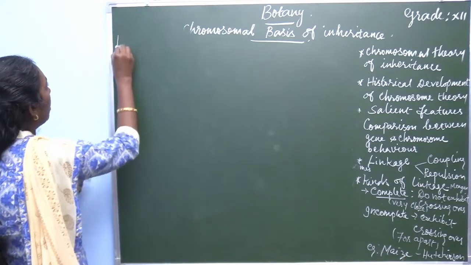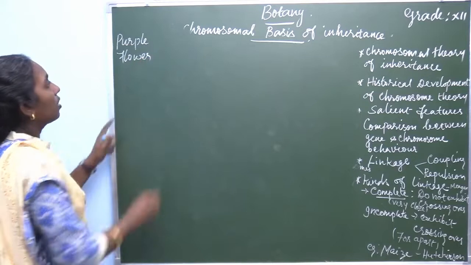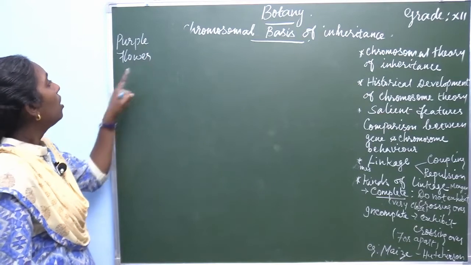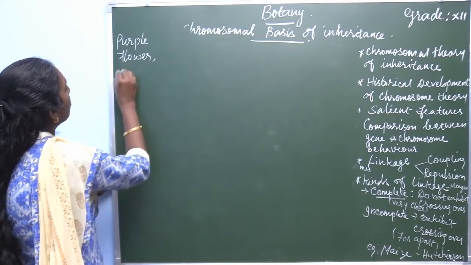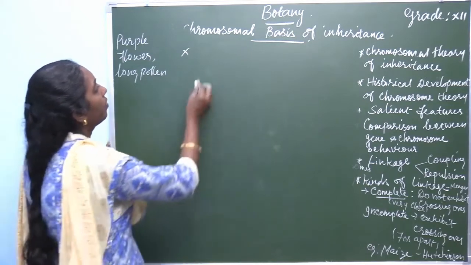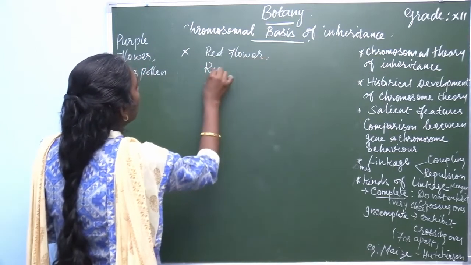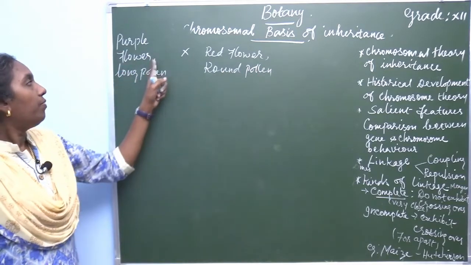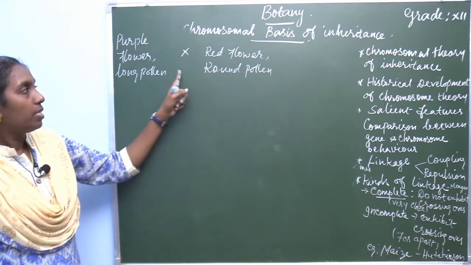The character selected is the purple flower. The color of the flower is purple. In sweet pea, Lathyrus odoratus, purple flower with long pollen grain is crossed with red flower with round pollen. The characters of this cross are linked genes.